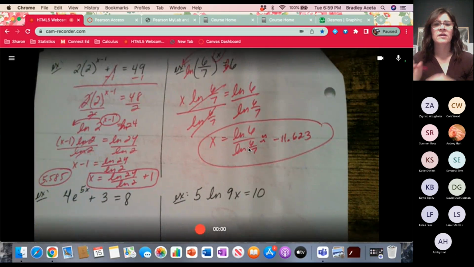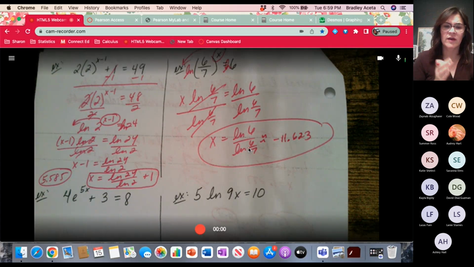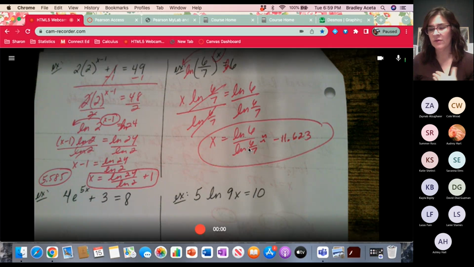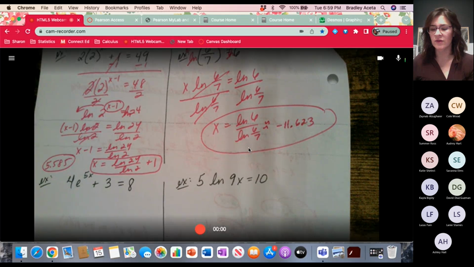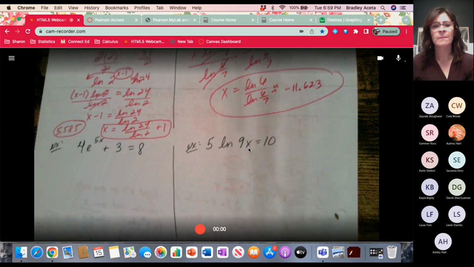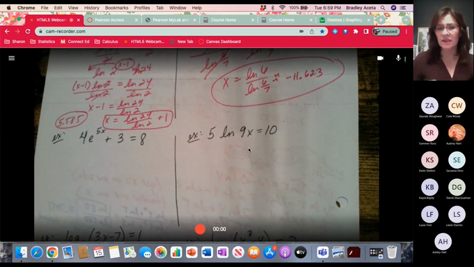Okay, so get the exponential part by itself. Get the exponential part by itself, which leads us into the next example. I know I have a lot of examples, but I'm trying to make sure I did a lot of what this homework was about. Now we have e's.